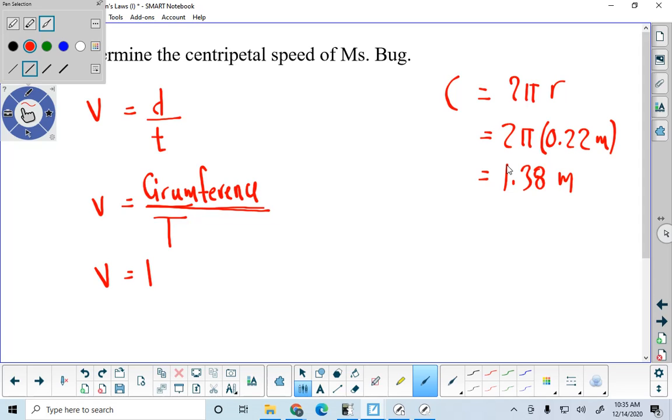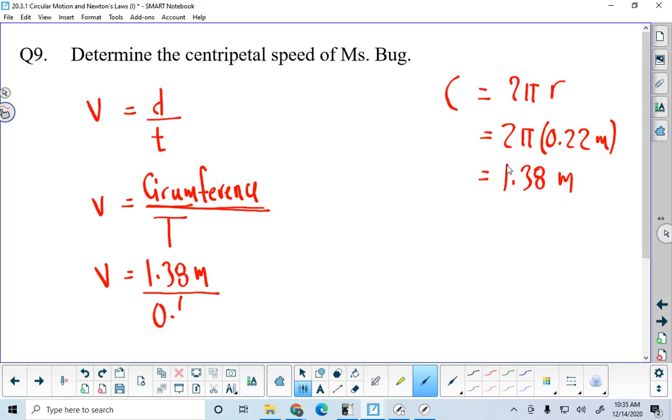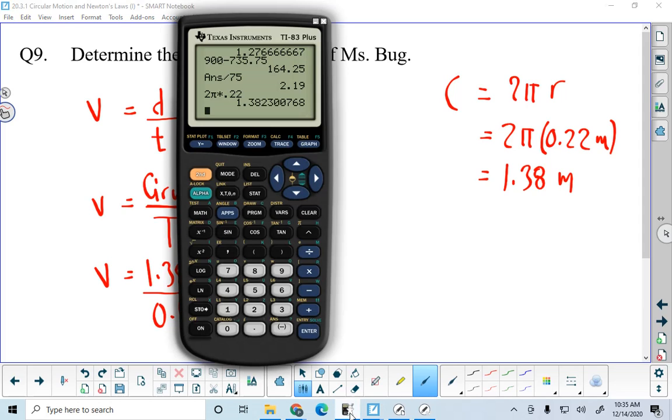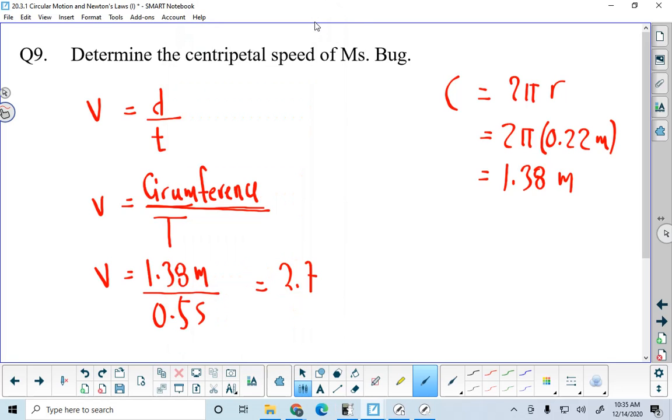We can take 1.38 meters and divide by 0.5 seconds, which I believe was the time for 1 revolution, and we get 2.76 seconds. Can you confirm that we get 2.76? Okay, good. Sorry, meters per second.